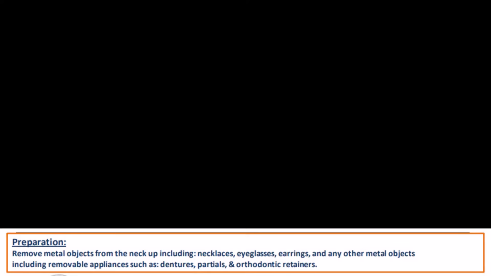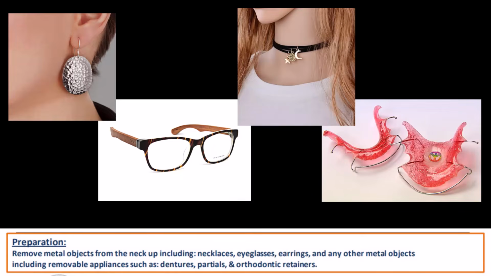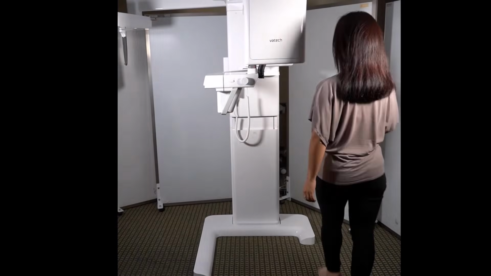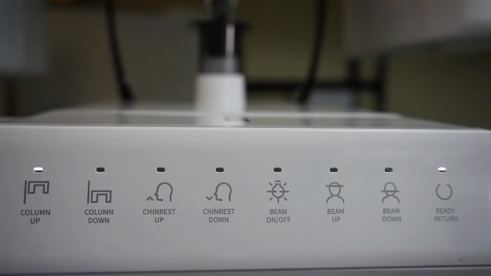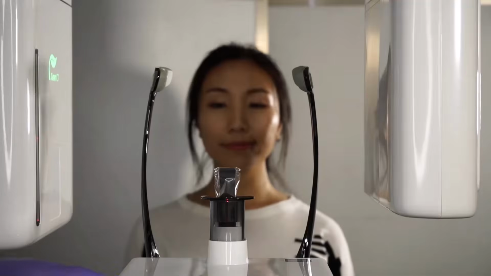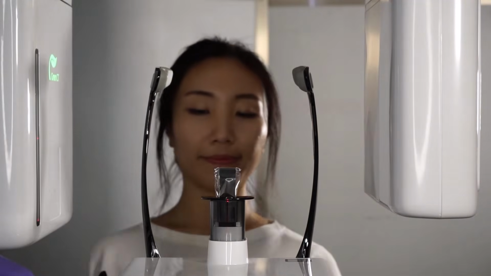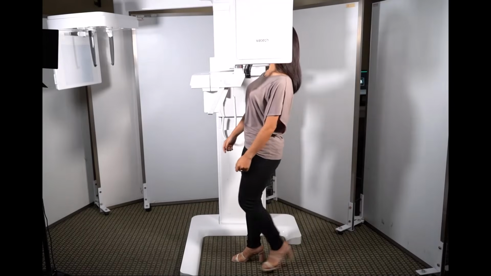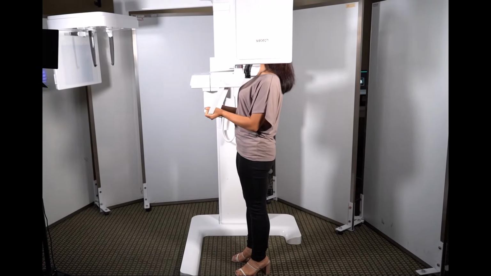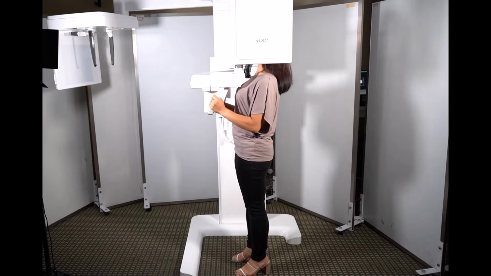In preparation, have the patient remove all metal objects from the neck up, including necklaces, eyeglasses, earrings, and any other metal objects. As our patient enters the machine, adjust the chin rest height by using the column up and column down buttons on the front of the panel. As the patient enters the machine, take care of the hands first, the feet second, and then the bite, in that order. Grasping the handrails with their palms facing up. Feet should be at shoulder width apart for stability.